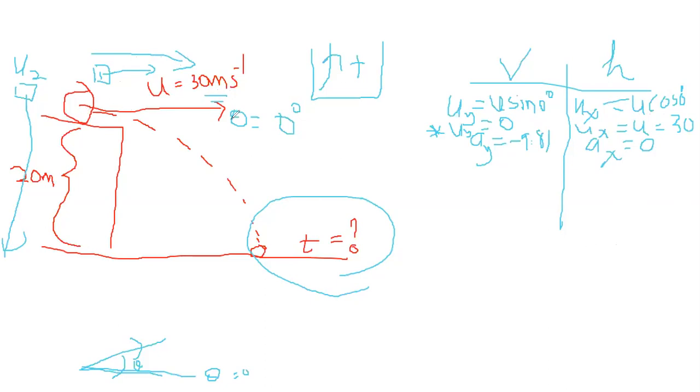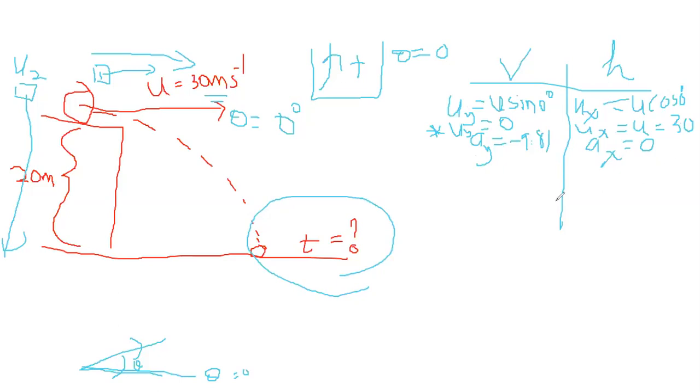So horizontal launch is slightly different from the normal launch because the angle is not given. You should know theta is how much? Horizontal launch is 0. Uy will end up being 0. Your Ux will be exactly the same as U, 30. Ay, Ax, no differences. Ay is always negative 9.81, Ax is 0.